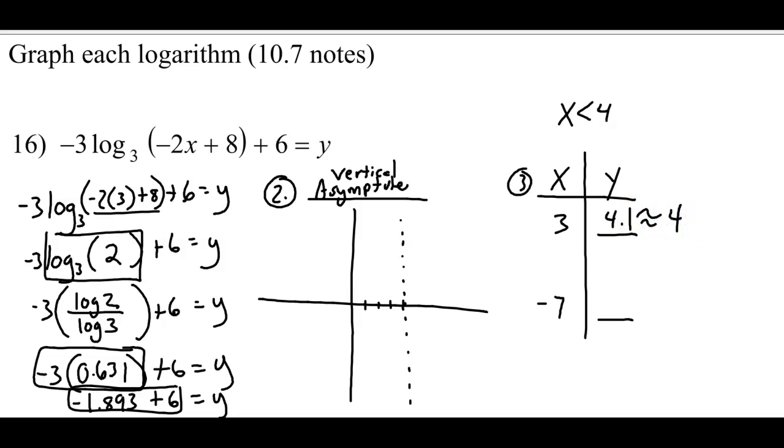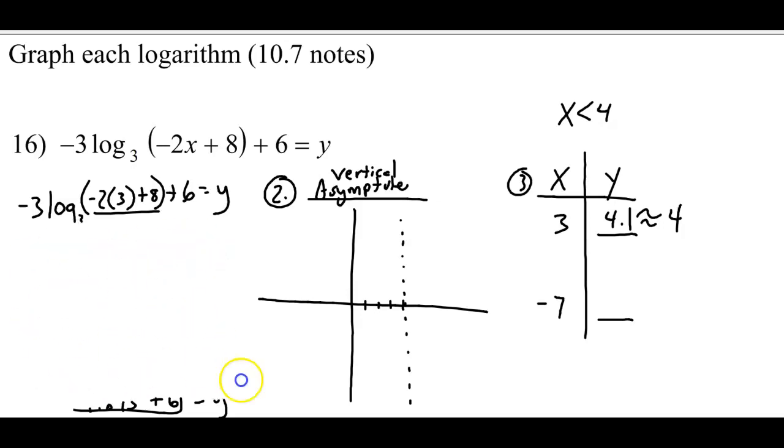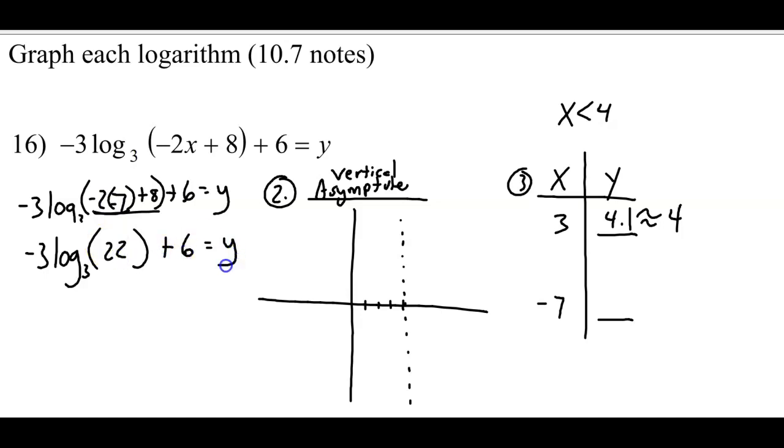Let's go ahead and do the same thing now. This time we're going to plug in -7. So I'm just going to replace that 3 there with a 7. But all the steps are pretty much the same. This is, I'm sorry, -7. That's going to be 14 plus 8, which is 22. We're going to do change of base for that.